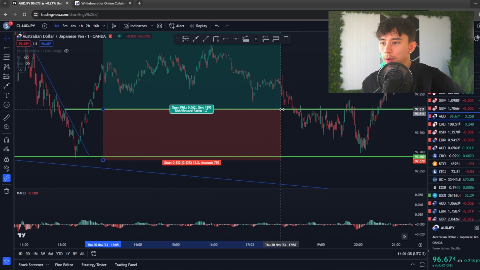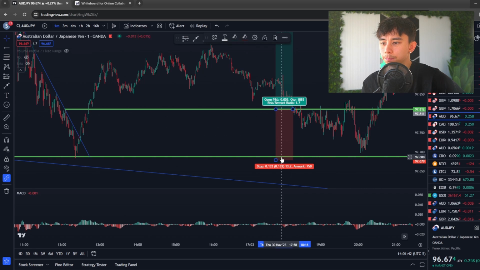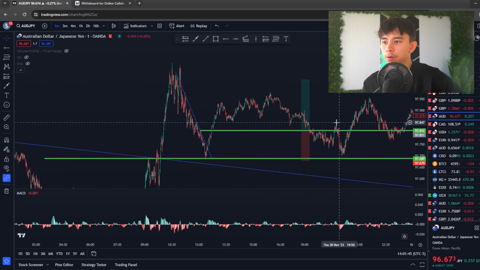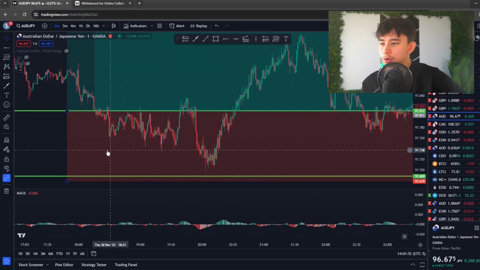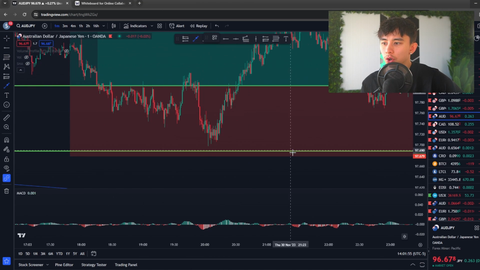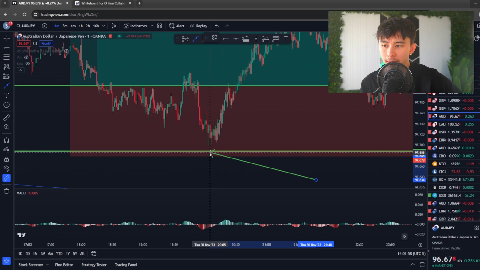And it taps into it right here. We get entered on the trade back here. Stop still below, targets above. Nice easy trade on that. As you can see here, we could go for another trade, but very important to remember, don't take the trade if price doesn't tap into this line.